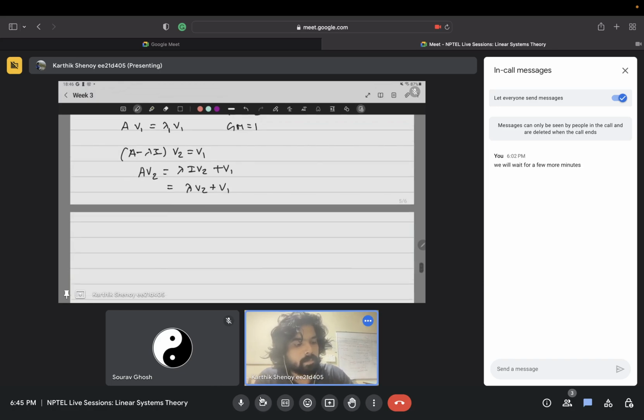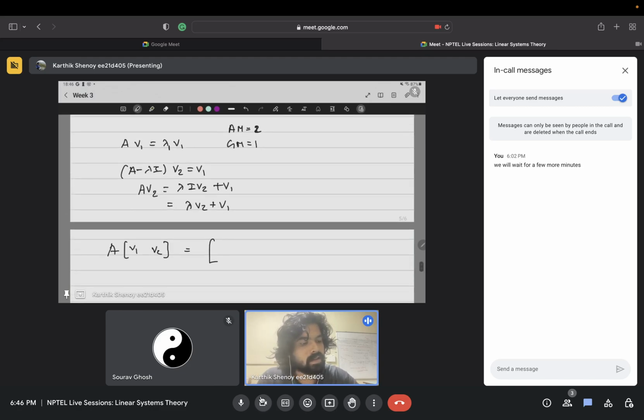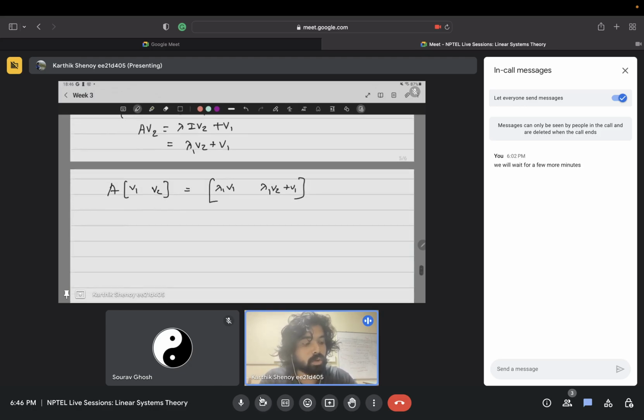So if I write A times V1, V2, what do I get? I will get lambda V1, lambda V2 plus V1, correct. Now if I want to write this in matrix form, how do I write this? This is nothing but lambda, 1, 0, lambda, correct. So yep, that's why.